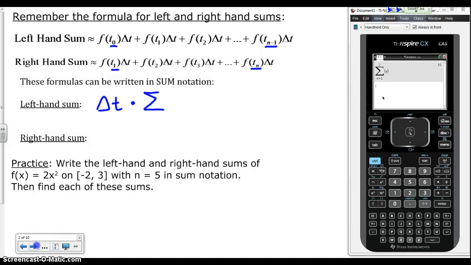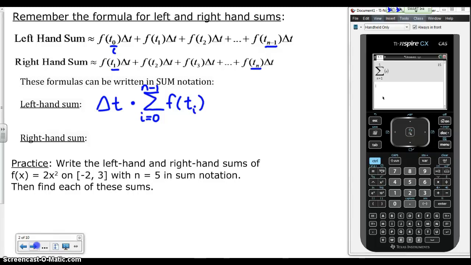So for a left-hand sum, our value starts at 0, and we're going to use i to represent the subscript. So I starts at 0, and it goes all the way to n minus 1 for a left-hand sum. And so inside, we would have the function value at every t sub i. Again, i just represents the subscript number.